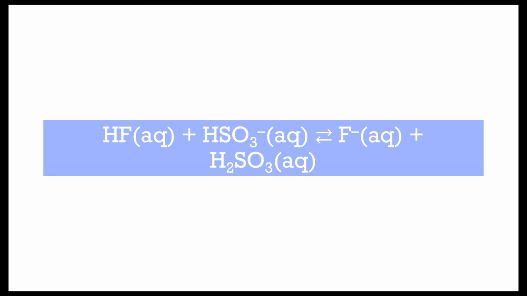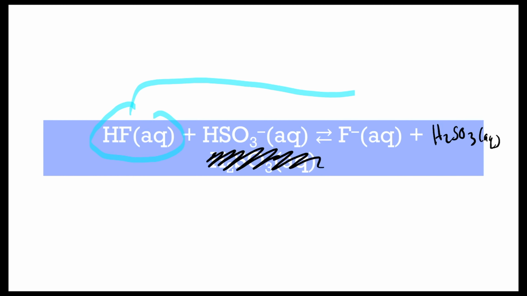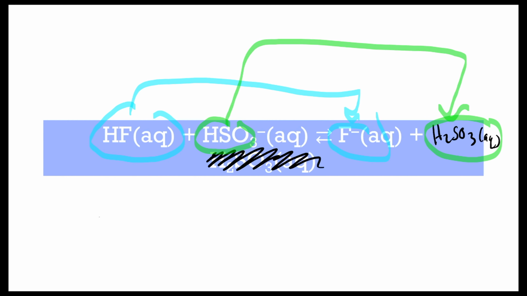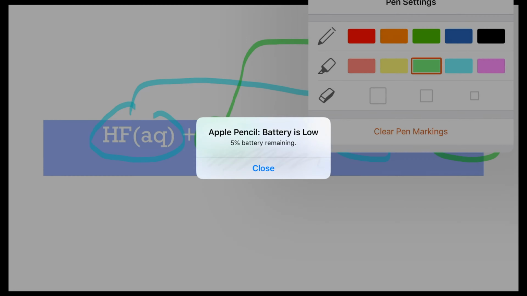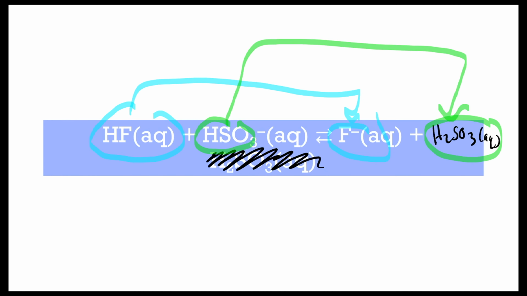I'm gonna write this over here. H2SO3. Thank you. Okay, so again, step 1, find your pairs. That's 1. That's your other pair.